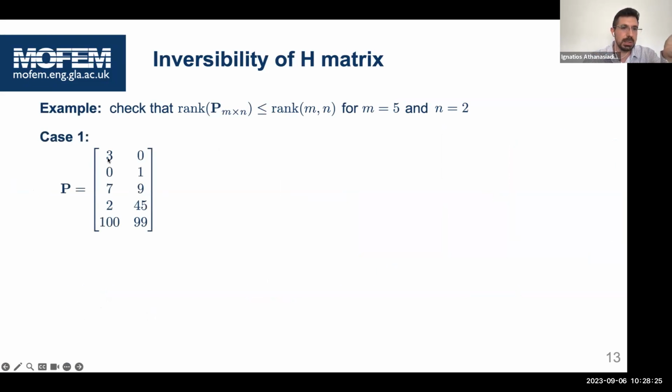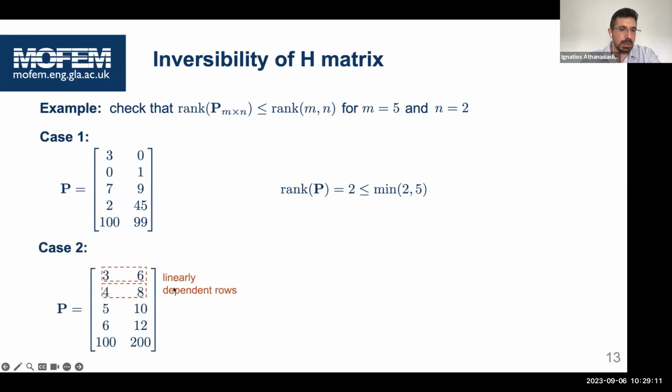Here we have a matrix where you can see that the first 2 rows are linearly independent, as whatever multiplication I apply to the second row, I will never recover the first row, and vice versa. Therefore, the number of linearly independent columns is identical to the total number of columns, because whatever multiplication I apply to this vector, I will never recover the second one. Therefore, the rank of P is equal to 2, which fulfills this relationship.